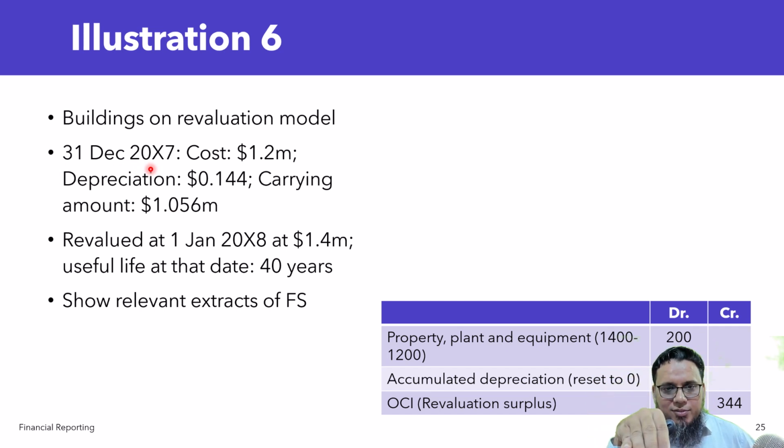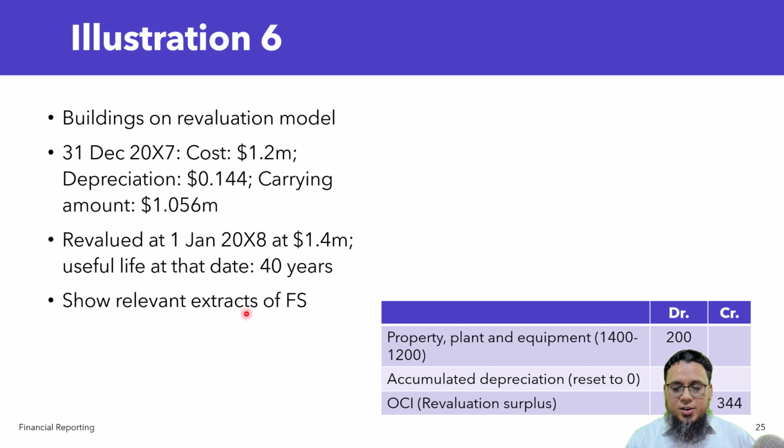Now, in the question, it's not going to be listed as such. So the way I've bulleted down is you should also aim, when you are reading that big chunk of text, to note down facts this way, keeping this information in an easy to use, easy to refer bullet form, so that when you're solving a question, you are not facing any difficulty. Revalued at 1st Jan 20x8 at $1.4 million. So it was 1.2, you charged some depreciation, it was standing at 1.056, but now it needs to be $1.4 million. Useful life at that date is 40 years.